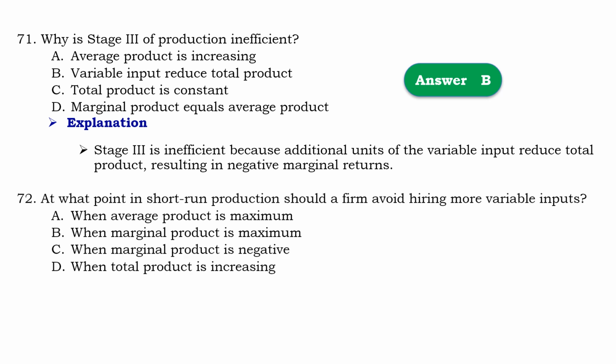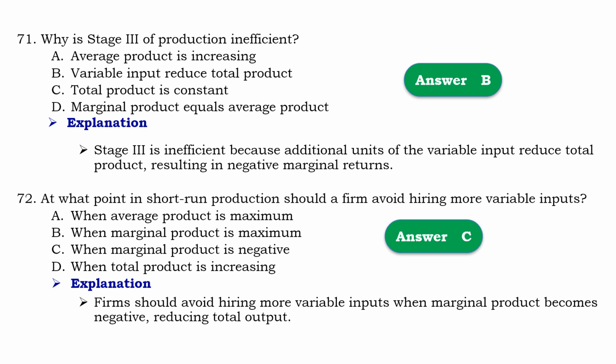Question number 72, at what point in short run production should a firm avoid hiring more variable input? 72ኛ ጥያቄ በአጭር ጊዜ ምርት ውስጥ አንድ ኩባንያ የበለጠ ተጨማሪ ግብአቶችን ከማቅጠር ራሱን ማቆጠብ ያለበት በምን ደረጃ ላይ ነው ይላል. So that should be C, when marginal product is negative.